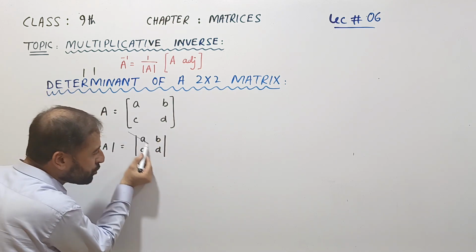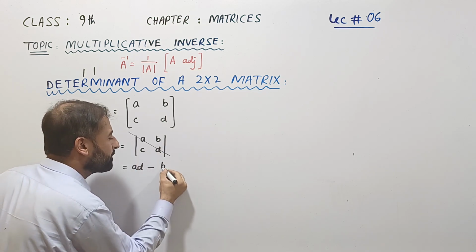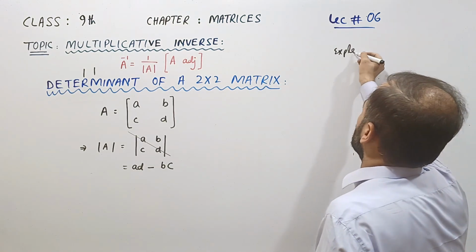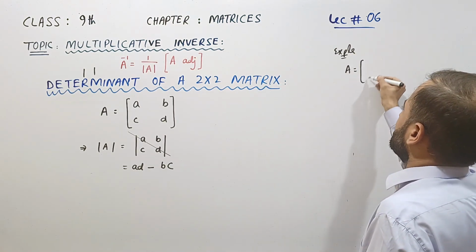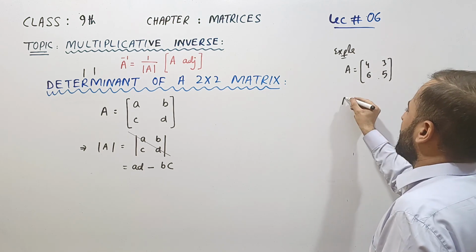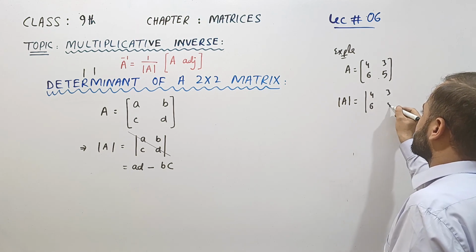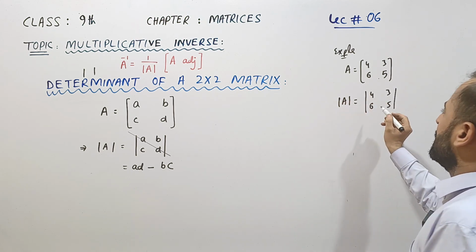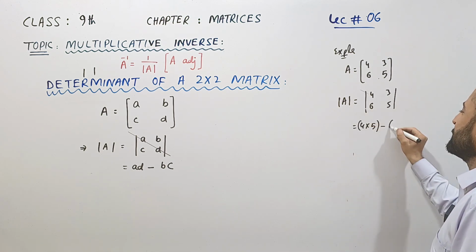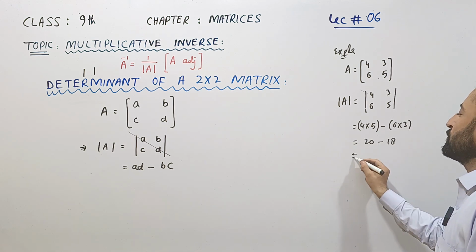Multiply these two elements of the principal diagonal, then put minus and then multiply these two. For example, my sweet students, this is a 2 by 2 matrix, 4, 3, 6, 5. Determinant of A: multiply these two, then put minus sign and then multiply these two. You get 20 minus 18 is equal to 2.